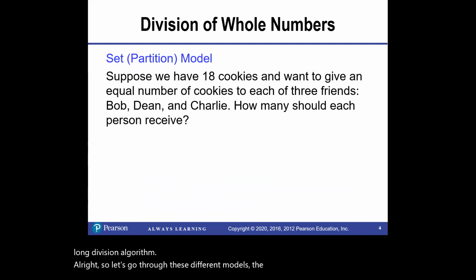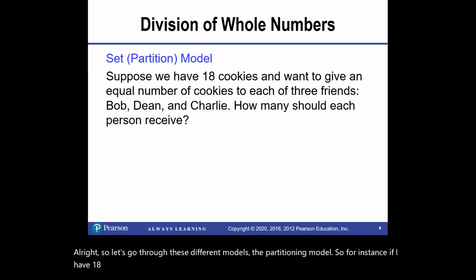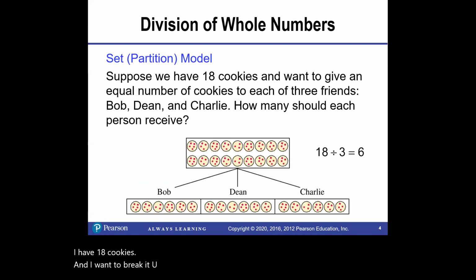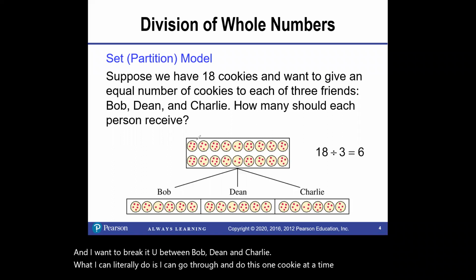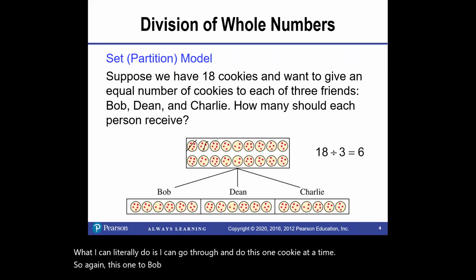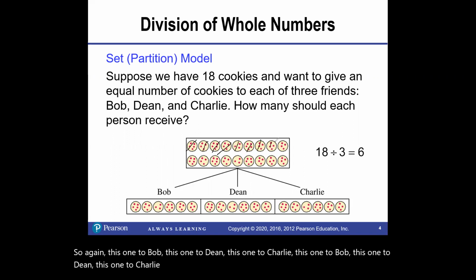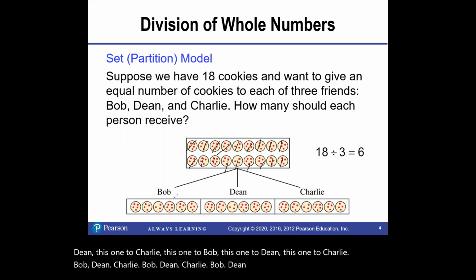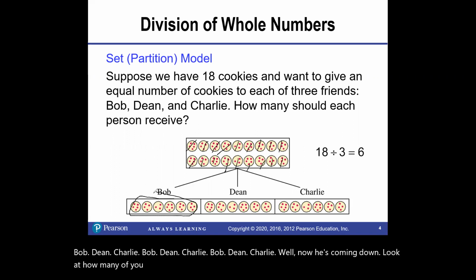The partitioning model. So for instance, if I have 18 cookies, and I want to break them up between Bob, Dean, and Charlie, what I can literally do is go through one cookie at a time. I give this one to Bob, this one to Dean, this one to Charlie, and repeat: Bob, Dean, Charlie. Now we just look at how many are in each one. And we see that 18 divided by 3 is 6.